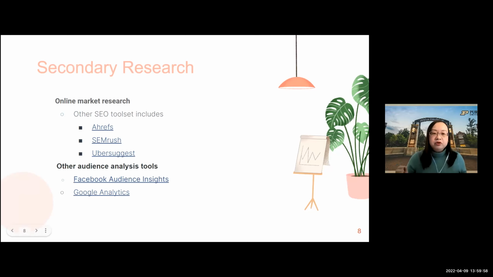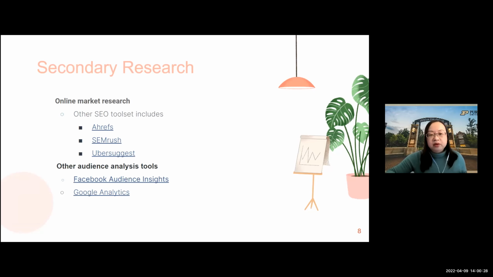I also introduced them to some search engine optimizing tools, such as Ahrefs, SEMrush, and Ubersuggest. These SEO tools help to connect their products or services directly to their customers and help them efficiently target their advertisements. However, since these tools require them to have their own business websites, they are not applicable to students' current stage of developing their business plans.